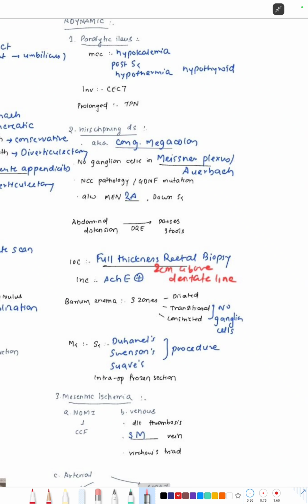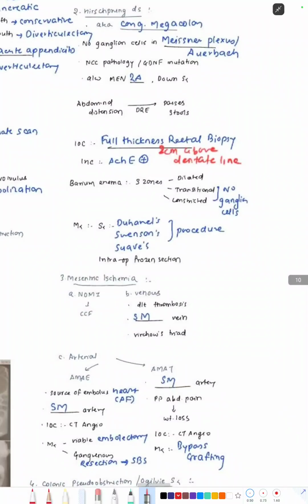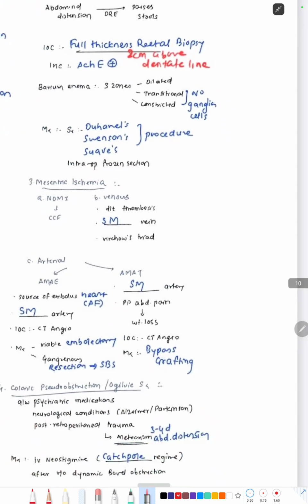Investigation of choice is going to be a full thickness rectal biopsy, 2 cm above the dentate line. On the IHC marker, it is acetylcholinesterase positive. On barium enema, there are 3 zones: a dilated zone, a transitional zone, and a constricted zone. In the transitional and constricted zones, there are no ganglion cells. Management, the surgery is Duhamel's procedure, Swenson's procedure, or Soave's procedure. And the intraoperative frozen section is taken.